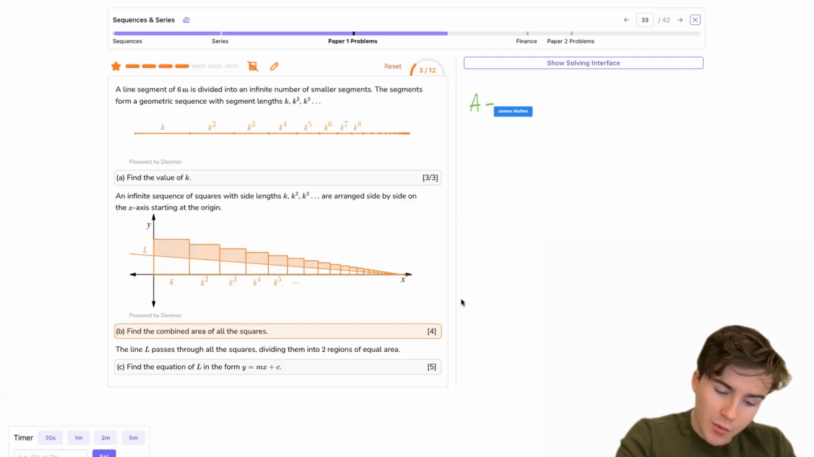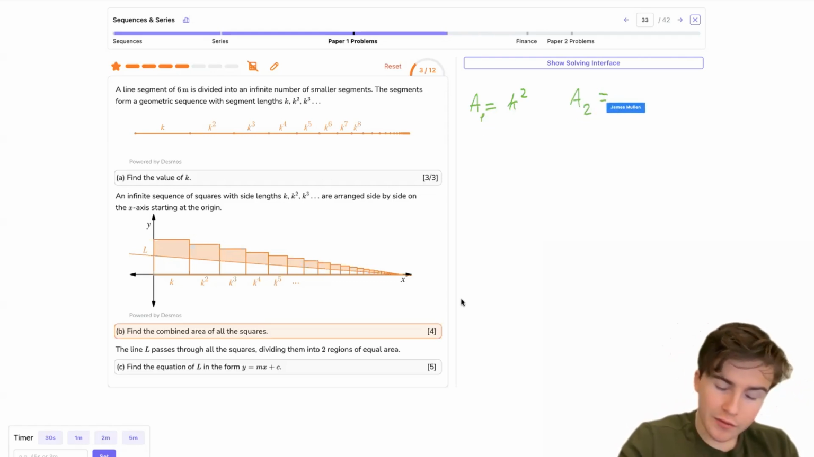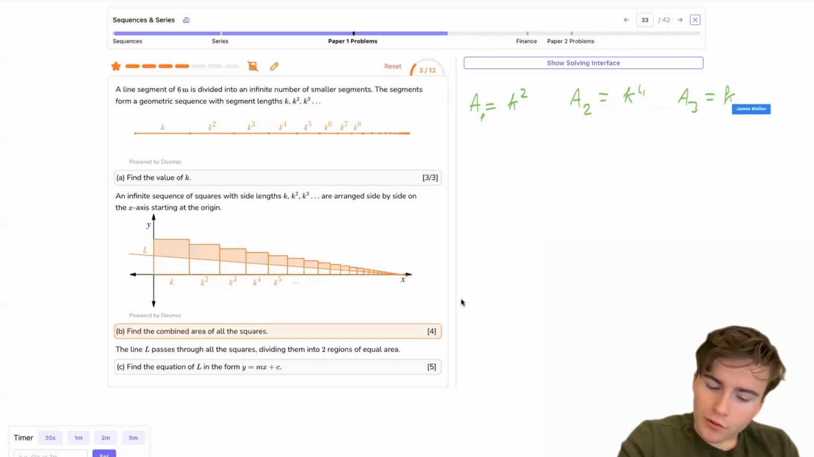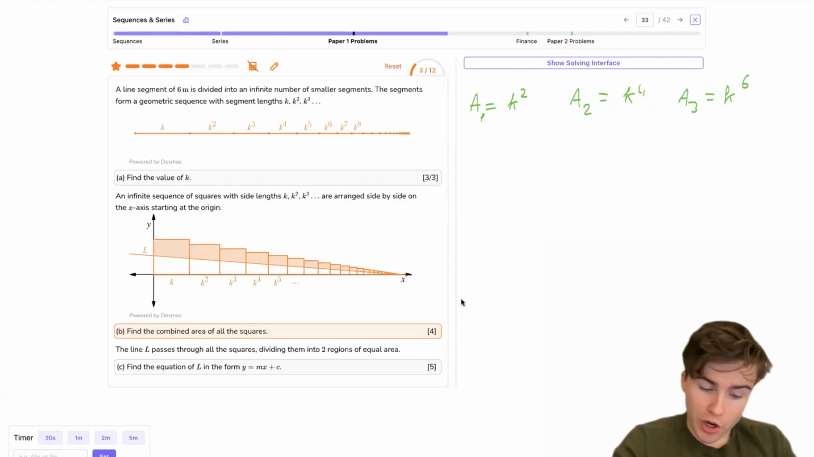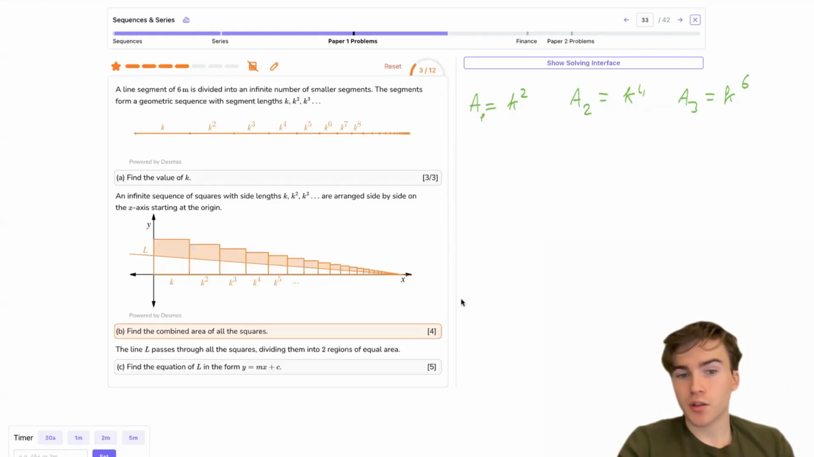So the area of the first square is k squared. Sorry, that should be a1. a1 is k squared. a2 has a side length of k squared, and I square that, I get k to the 4. And a3 is going to be k to the 6, and so on and so forth. So here I have another geometric sequence with my first term a1 being k squared, and the common ratio is also k squared, okay?